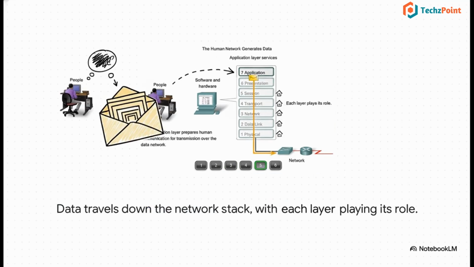So from this point, the application layer packages up your data and sends it on a journey, down through the 6 other layers of the network stack. Each layer does its own specific little job, kind of like addressing a letter, putting it in the right envelope, and adding a stamp, all to get it ready for its trip across the network.